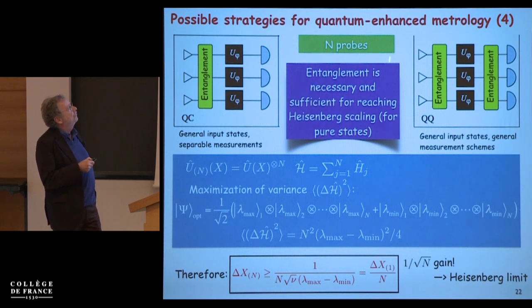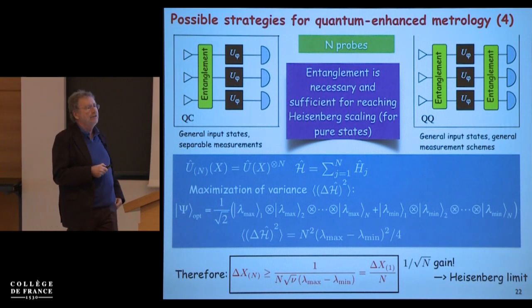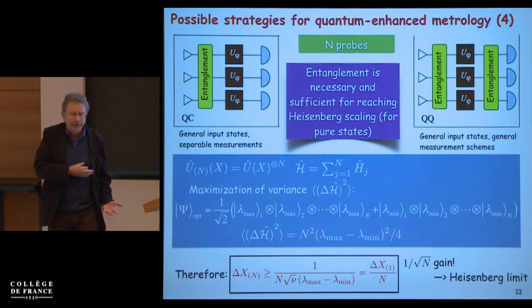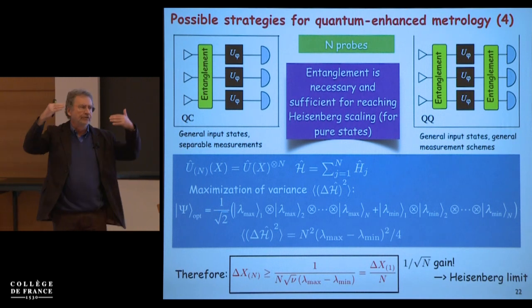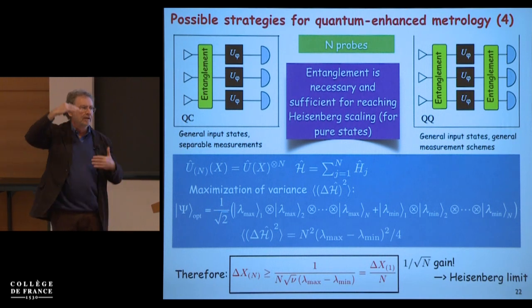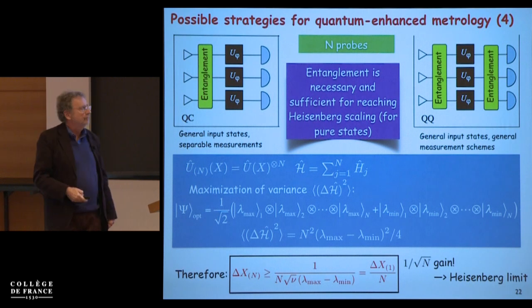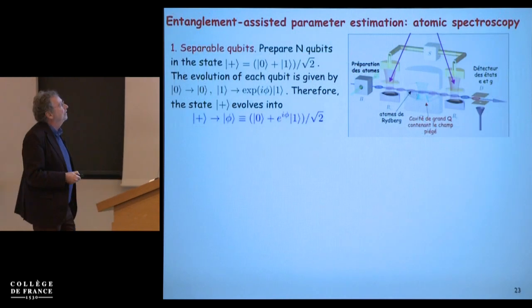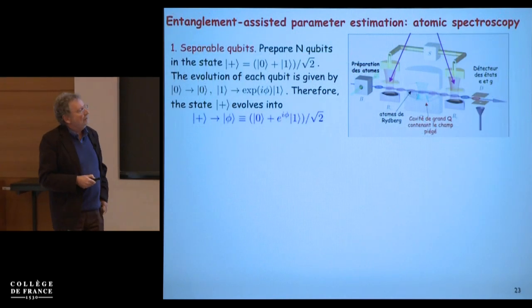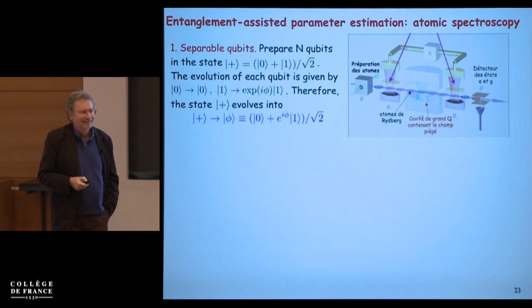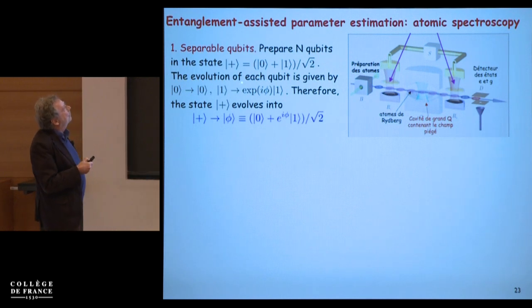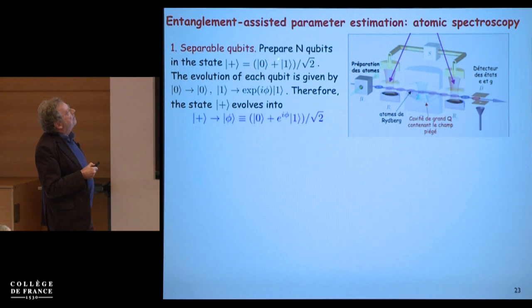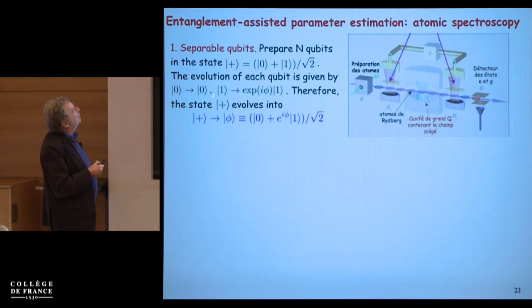And that means also that entanglement is necessary and sufficient for reaching the Heisenberg scaling for pure states if those previous conditions are met. The generator has a discrete spectrum and a bounded spectrum. Okay? So entanglement is very important, and let me give an example of that. So that's a familiar example here. It's in atomic spectroscopy. So we prepare n qubits, so n two-level atoms, in this superposition state.